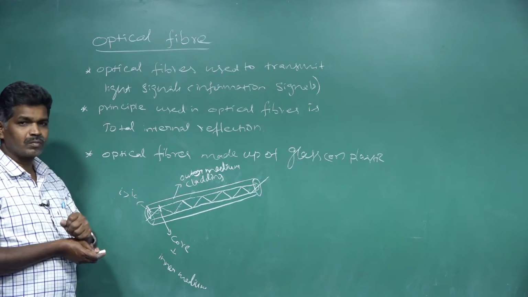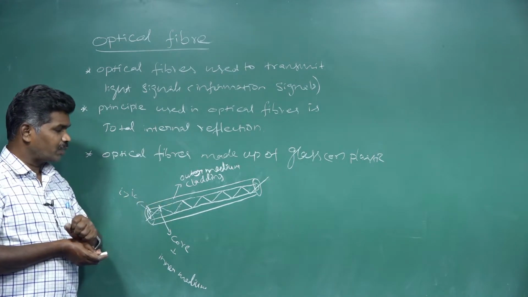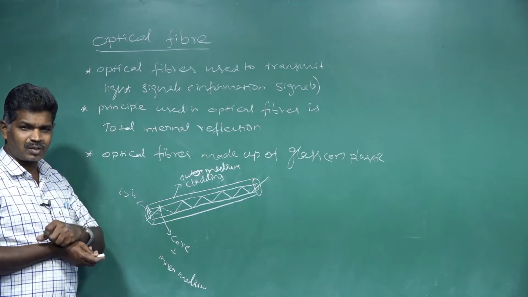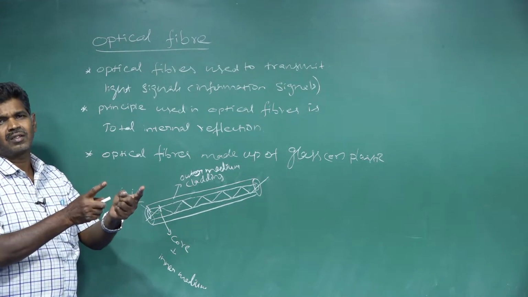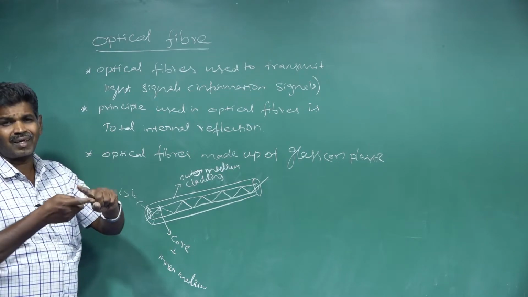But if we use this optical cable in our telephone system, between the transmitter and the receiver, electrical noise cannot interact.